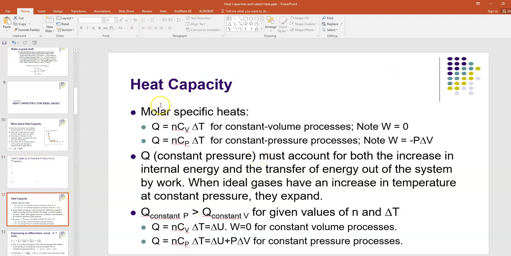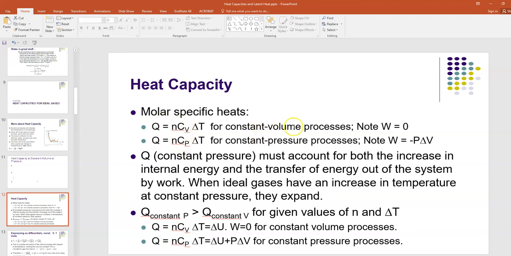So remember that our expression for the heat for a solid or liquid was Q equals mcΔT, m times little c times delta T, where m was the mass, c was the specific heat, and delta T was the change in temperature. So our molar specific heats look very similar to that, except now we're going to use the number of moles and then the heat capacity at constant volume or constant pressure in those expressions.